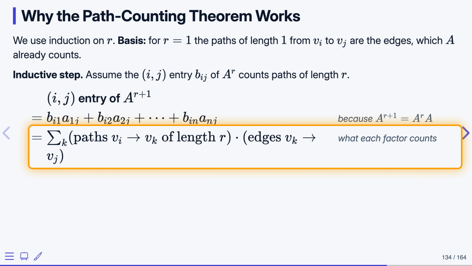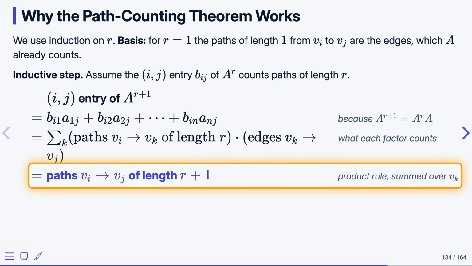Step 2. Now read each product. The first factor counts paths of length R from Vi to some middle vertex Vk. The second factor counts edges from Vk to Vj. Step 3. A path of length R plus 1 is exactly a path of length R to some middle vertex, followed by one more edge. The product rule counts those, and adding over every possible middle vertex gives them all. That is the entry we started with, so the step is proved.